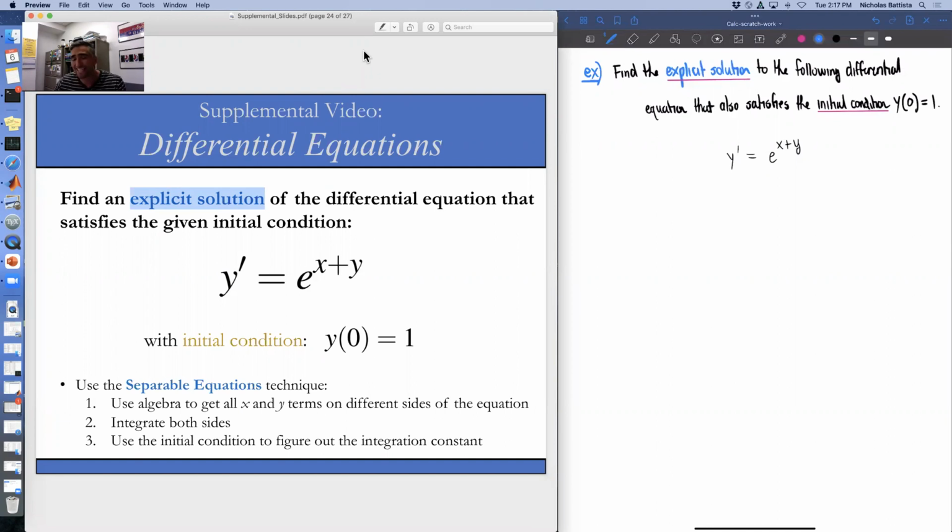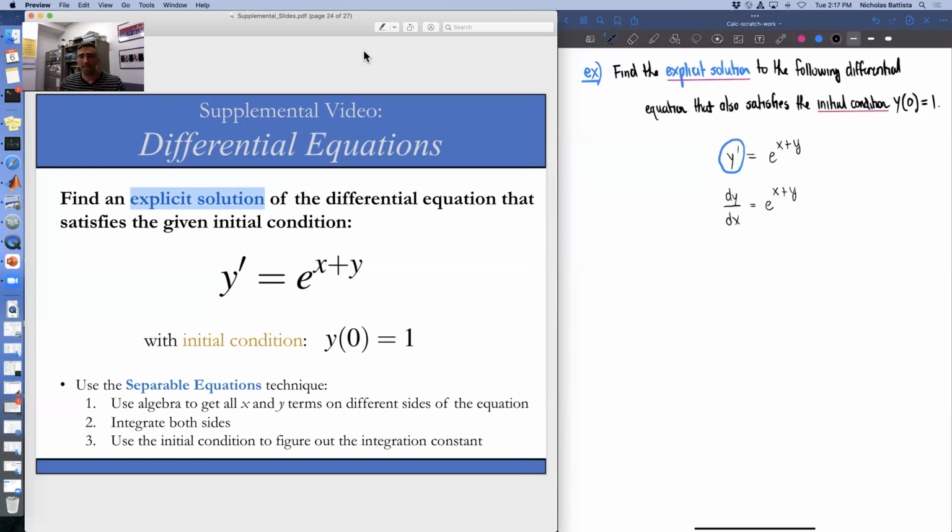y prime equals e to the x plus y. Now, when we go ahead and try to use the separable equations technique, this single term, y prime, doesn't look like a dy over dx right now, but it's a first derivative nonetheless, so we can rewrite this left-hand side first to take the more familiar form as a dy over dx. And the right-hand side is still the same thing. So again, just turning that y prime derivative into the other derivative notation, dy dx.